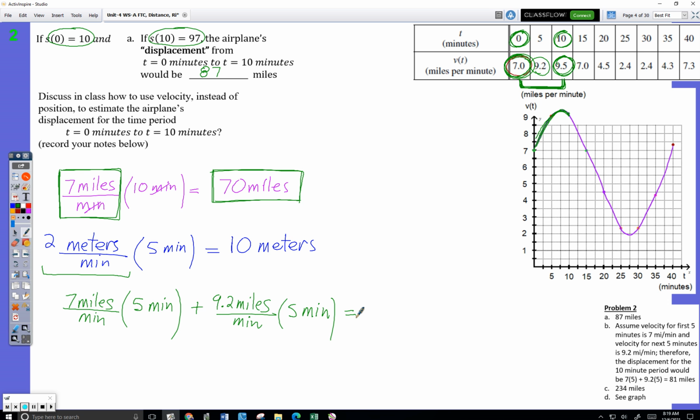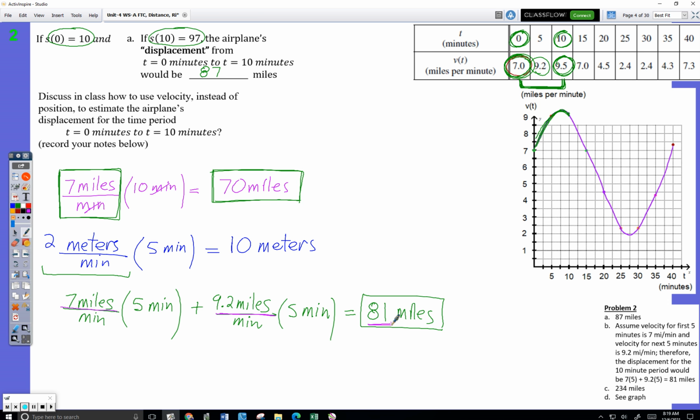You want? And what will be the units, Ammon? 2 points for Ammon. So, similar to Jacob's idea, if I use 2 different velocities, 7 miles per minute and then 9.2 miles per minute, I get a more accurate estimate as to how much the position actually changed in the 10 minutes.